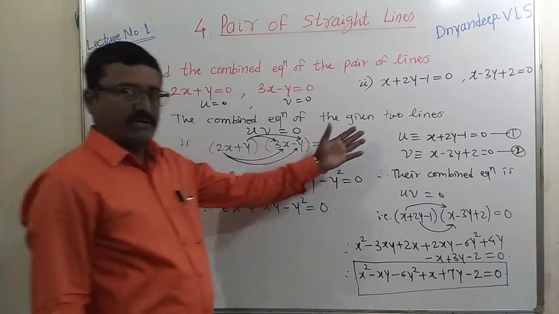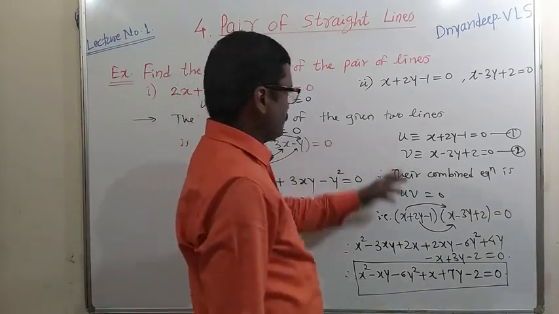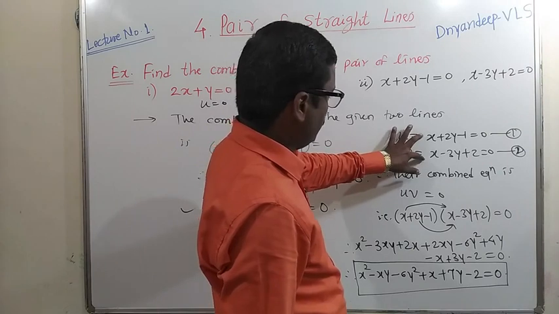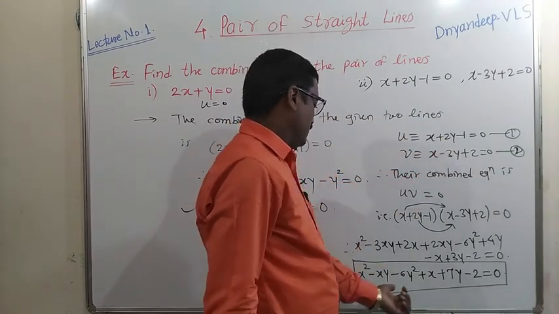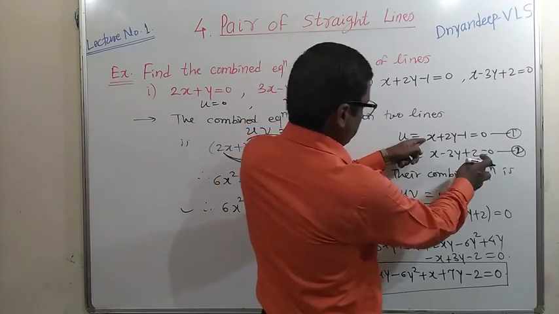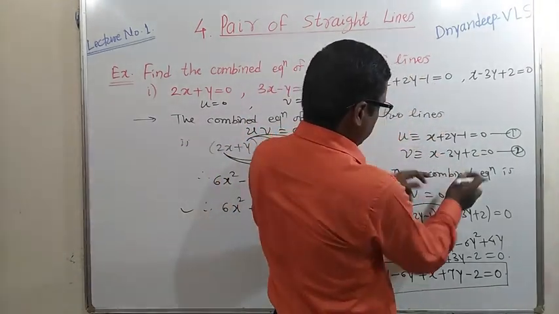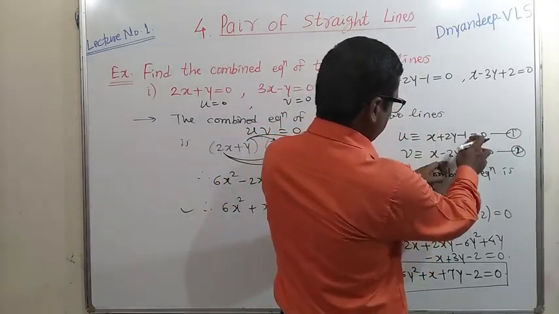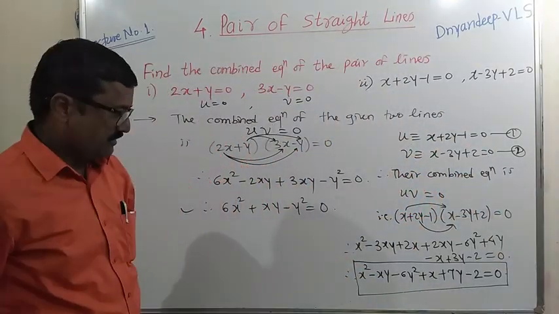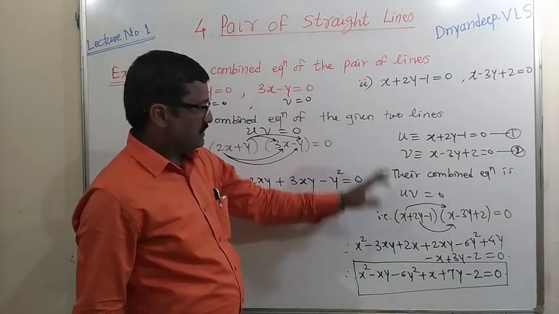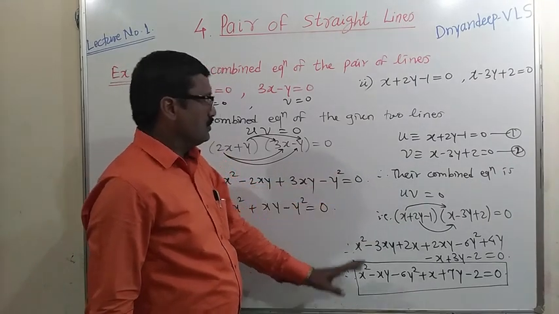So orally also we can do the combined equation whenever two lines are given, that is x square minus 6y square. This gives us minus xy. This gives us the x term, that is plus x. This gives us 4 plus 3, that is 7y, and this gives us the constant, that is minus 2. Okay, so this is the combined equation equal to 0.